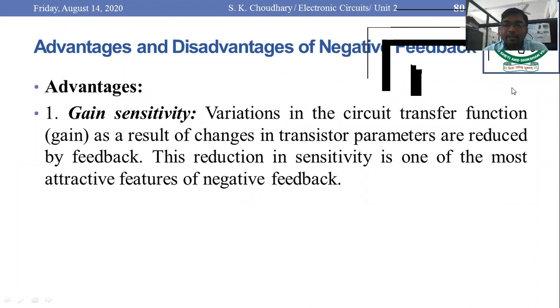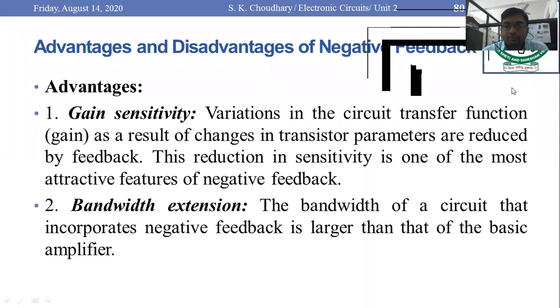As we know, an amplifier is made up of active devices or transistors. So when the circuit transfer function or gain would be changed because of the change in the transistor parameters, overall the effect is that your gain would be reduced. Means your sensitivity would be reduced. And this is one of the most attractive features of negative feedback. In negative feedback, gain always decreases. If gain is decreased, then what is the other end?